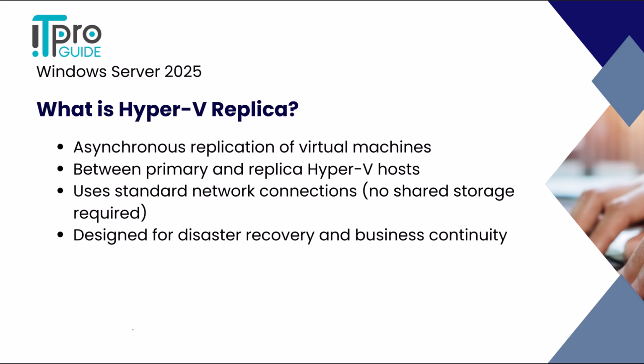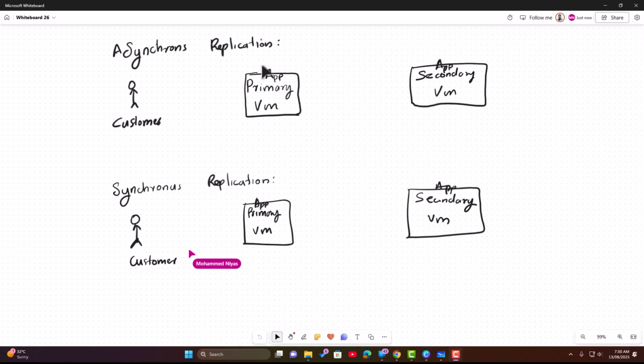The first key point here is Hyper-V Replica is asynchronous replication. There are two types of replication, synchronous and asynchronous replication. And Hyper-V Replica is asynchronous replication. So let's understand the difference between asynchronous replication and synchronous replication.